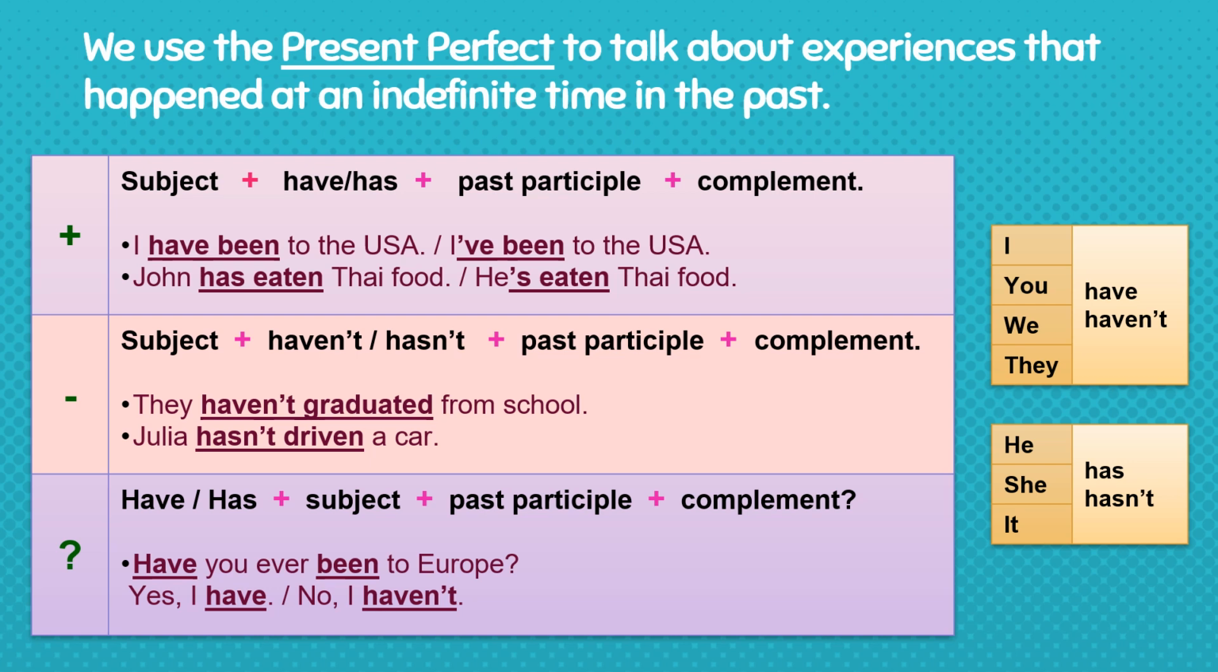If it's a yes or no question, we start with have or has, then the subject, the past participle verb, and the complement. Have you ever been to Europe? Yes, I have. No, I haven't. If the subjects are I, you, we, or they, we use have or the negative haven't. If it's he, she, or it, we use has or hasn't.